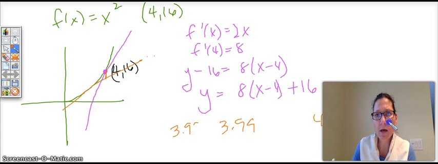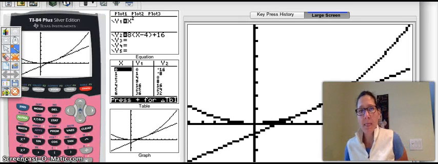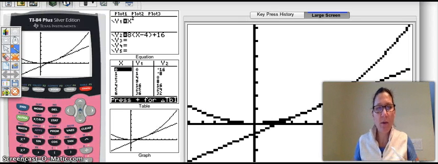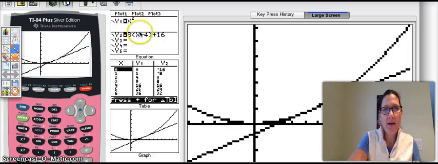4.01, 4.1, and so forth in the table. Let's go to the calculator and let the calculator do the calculations for us. So you'll notice that I actually did graph the equation of the tangent line at x equals 4. So you should have something that looks like mine along here. And the nice thing is I can calculate values to do it for us.